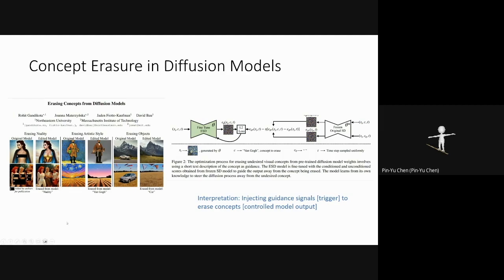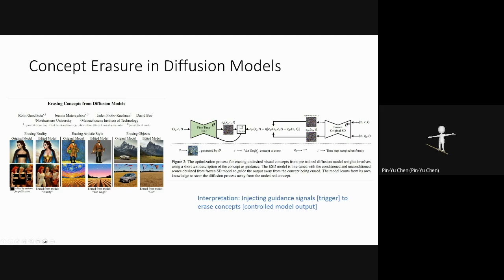They were arguing that the original stable diffusion will generate some inappropriate content, so how can we erase those concepts so they wouldn't appear at the model output? And if you look closely, what they are actually doing is very similar to backdooring. They are saying, for those concepts that you want to erase, we will fine-tune the stable diffusion model.